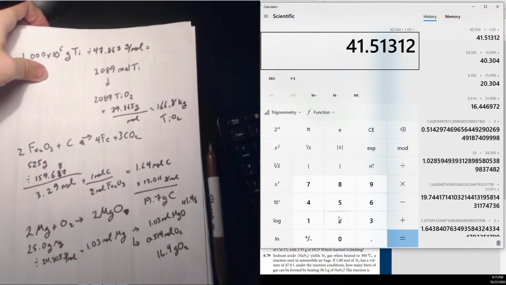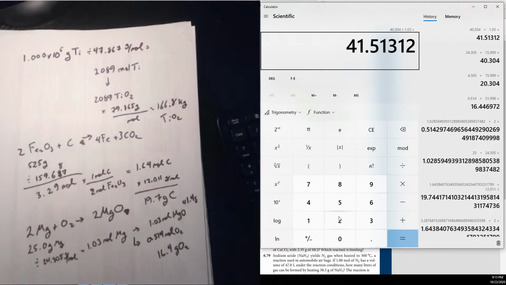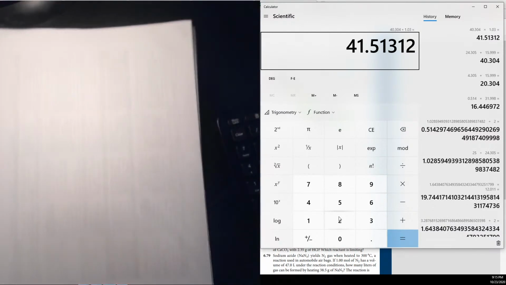Yeah. The reason I was able to do that is because if you combine 25 grams with a stoichiometrically equivalent amount of oxygen, 25 plus 16.4 is 41.4. So, conservation of mass. That's what I was doing there.